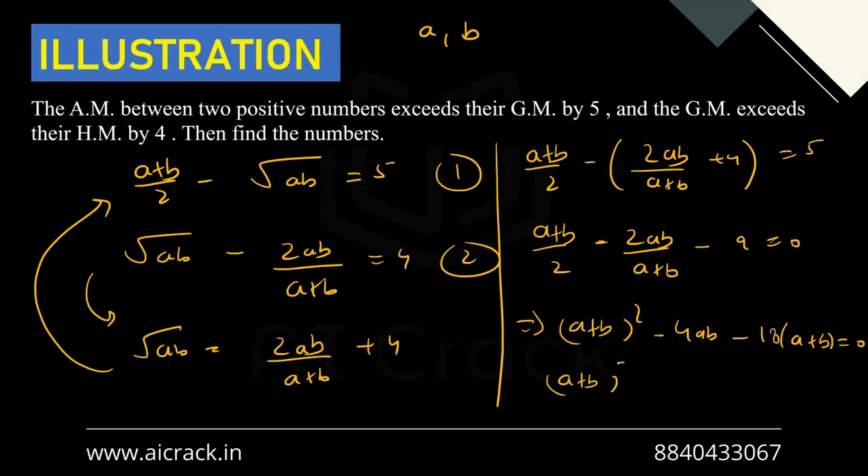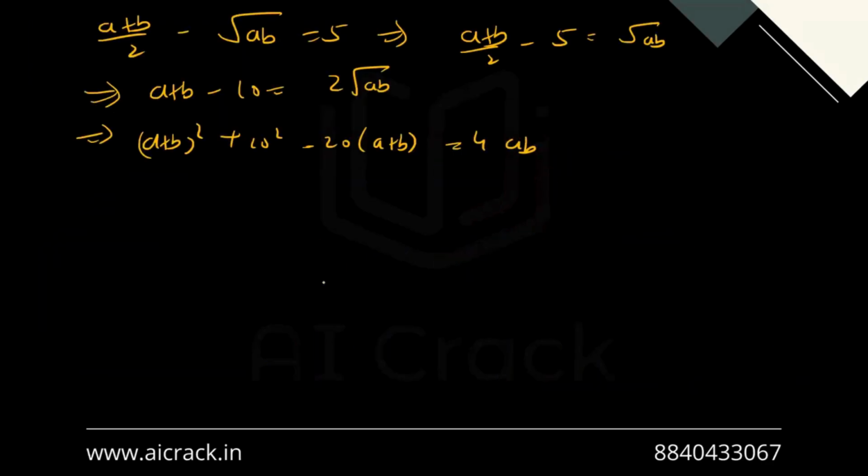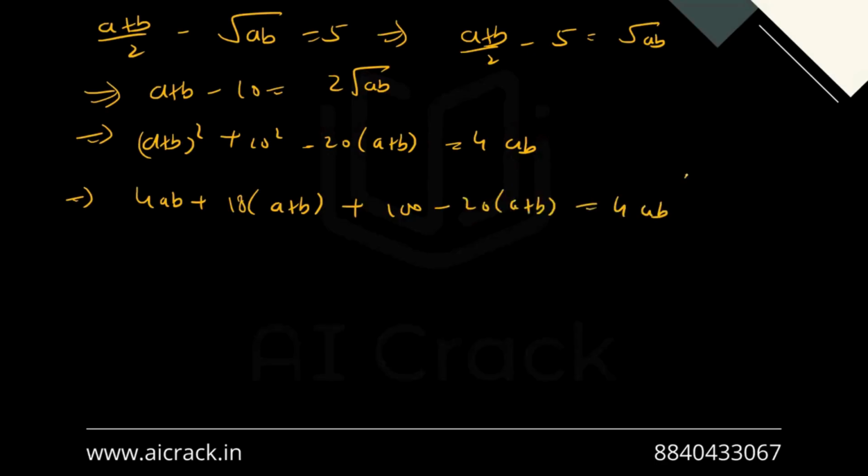So (A plus B) whole square equals 4AB plus 18 times (A plus B). Using this, we'll get 4AB plus 18 times (A plus B) plus 10 square, that is 100, minus 20 times (A plus B) equals 4AB. Now this and this get cancelled out. What we have got is 2 times (A plus B) equals 100, and that gives us A plus B equals 50.